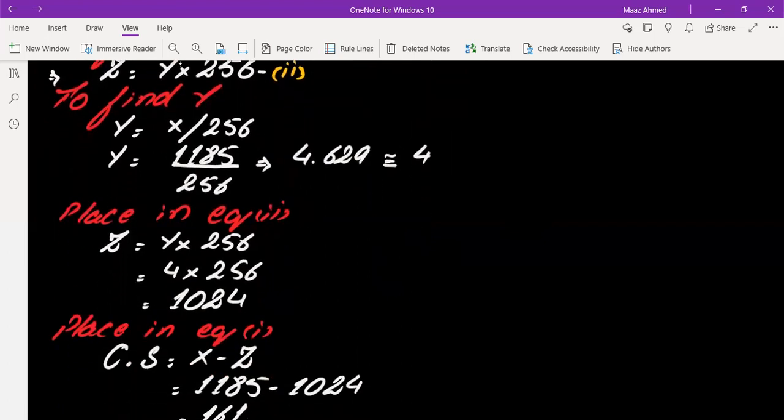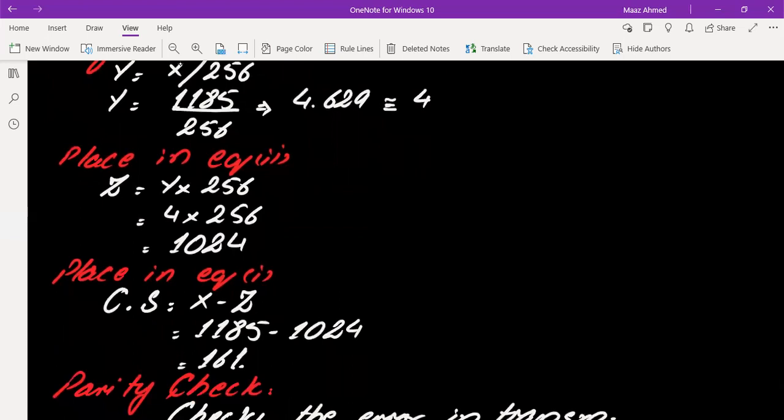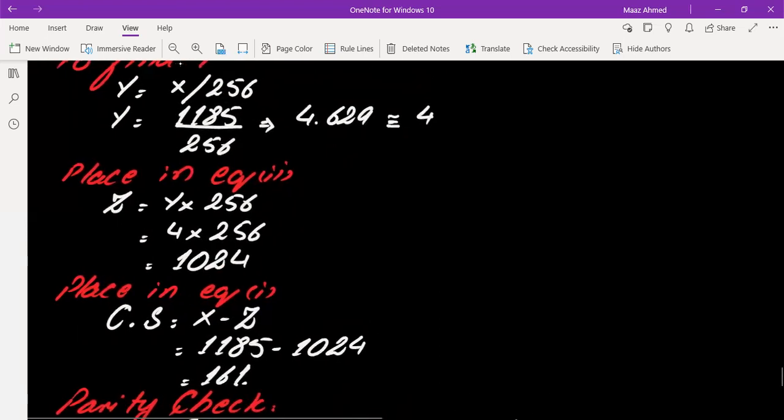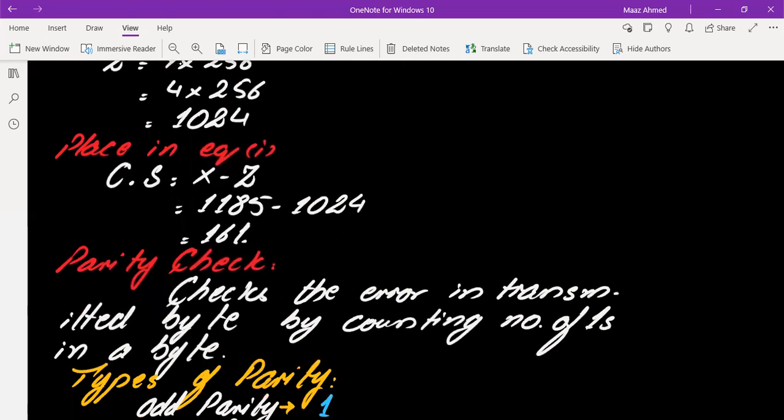Place this in equation number 2. Y multiplied by 256. 4 into 256, we are getting the answer 1024. Now I need to place this in equation number 1. Checksum is equivalent to x minus z. So if I'm getting 1185 minus 1024, the answer that I will be getting is 161. Is it less than 256? Sorry, 255? Yes or no? Yes. Okay. So is my checksum right now? It's right. Okay, great. So this is how we are going to find the checksum.